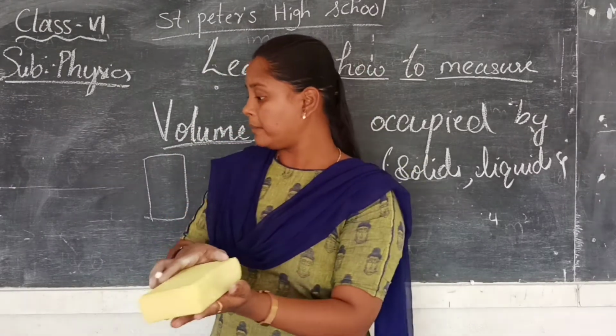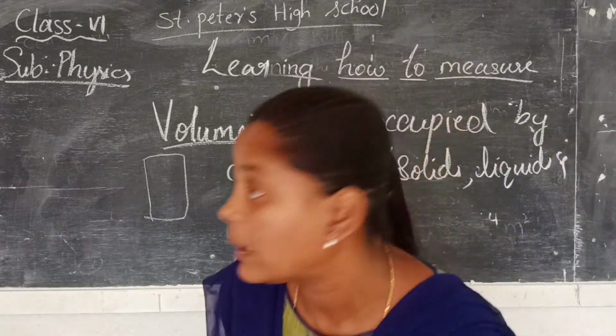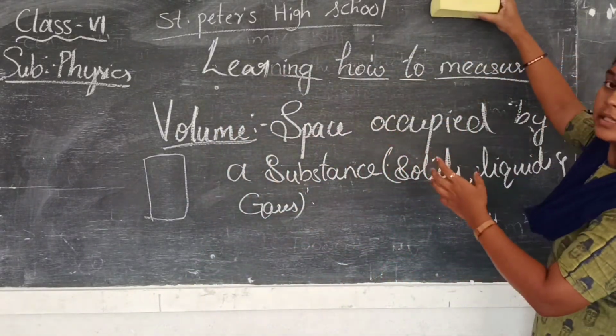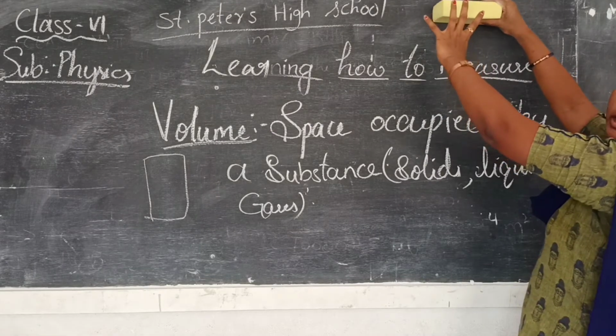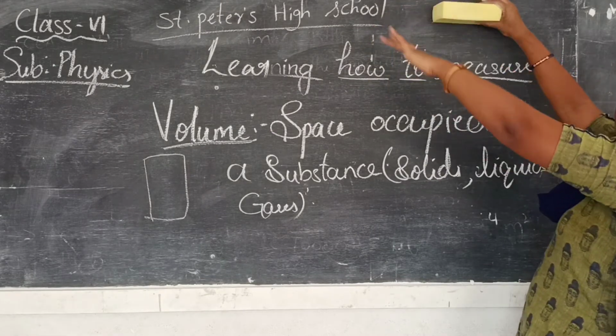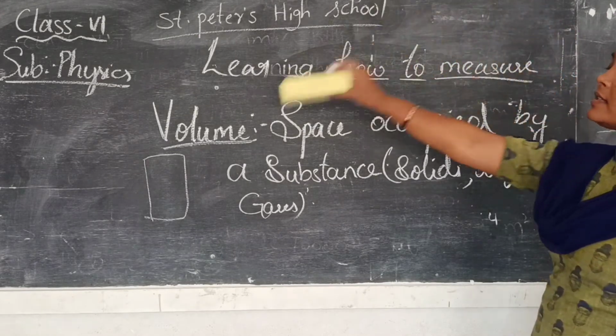Okay, I am placing this on a bench. So it is also occupying some place. I am placing it on the board like this. It is also occupying some place. Some place is taken by this object. Not only the surface, some place is occupied by the object. The space is called volume.